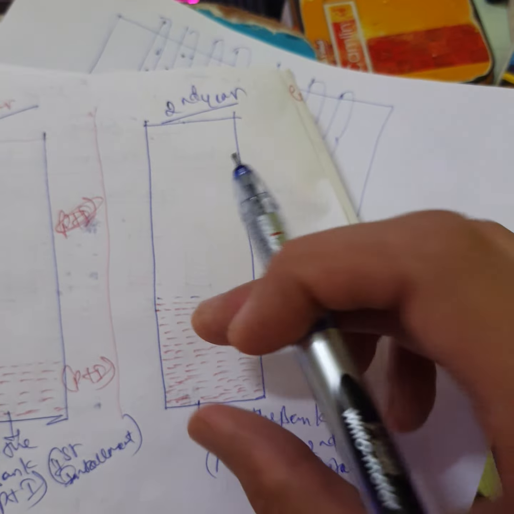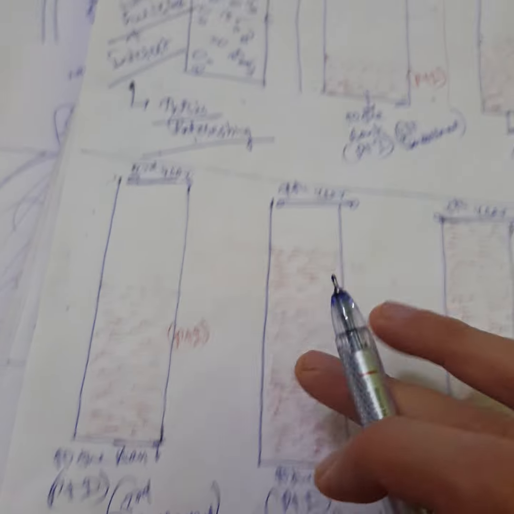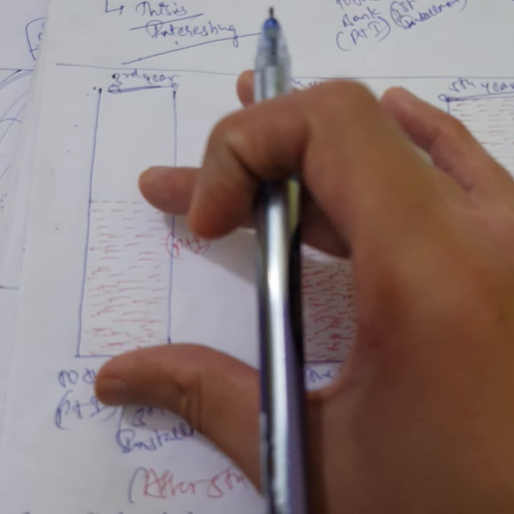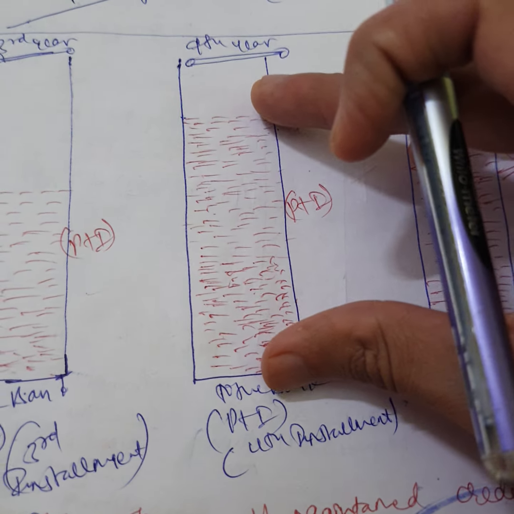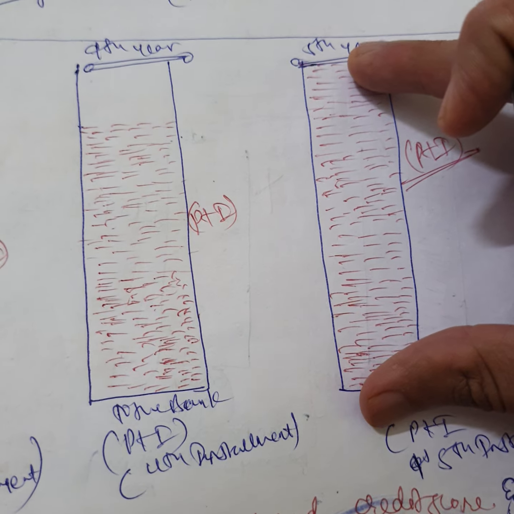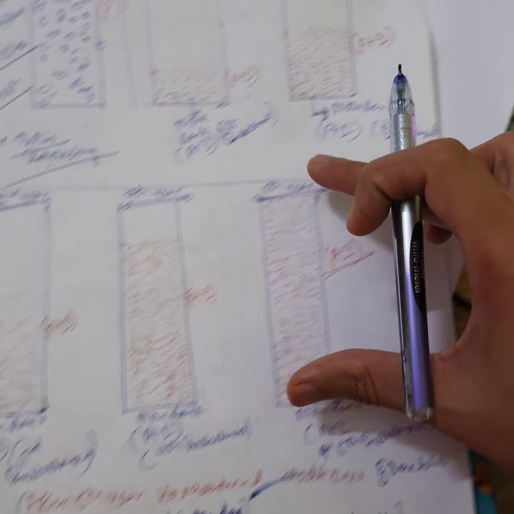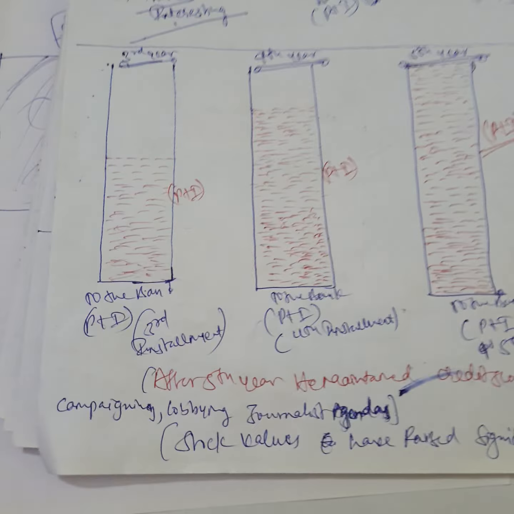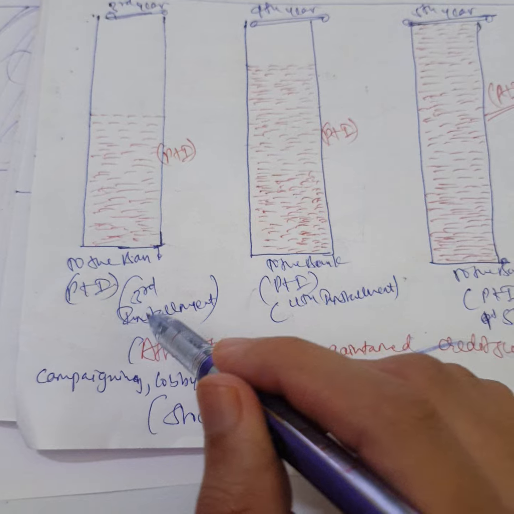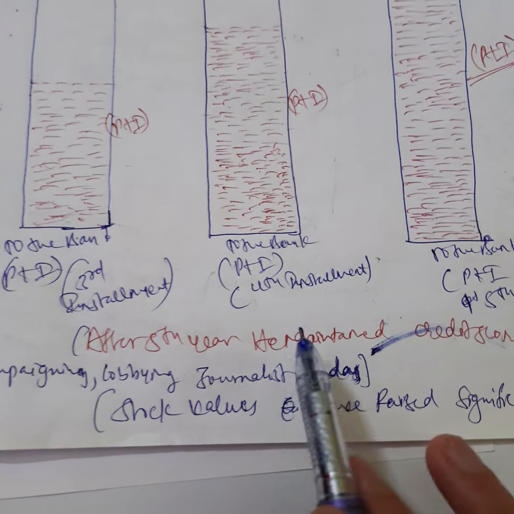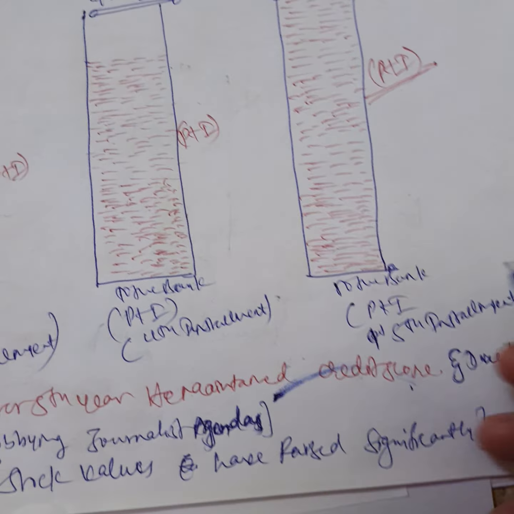First year. And in the second year he is going to fill this much. In the third year, the businessman is going to pay this much and maintain his credit score. In the fourth year, he is going to pay this much, and in the fifth year, this much. You can see, at the same point of time, to the bank, P plus I, third installment, fourth installment. After the fifth year, he maintained the credit score and equity ratio.